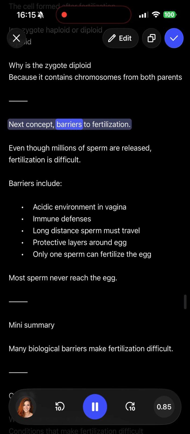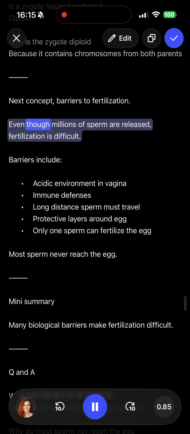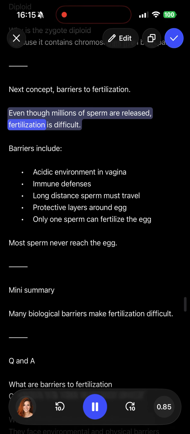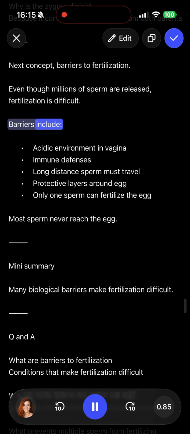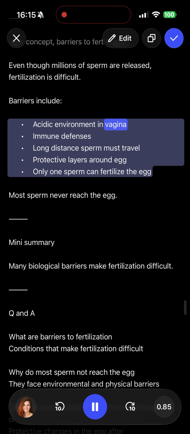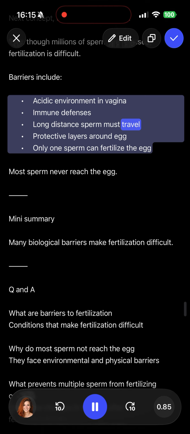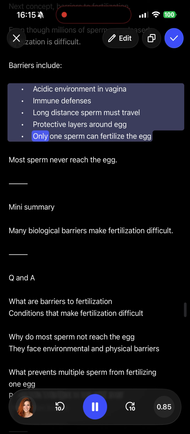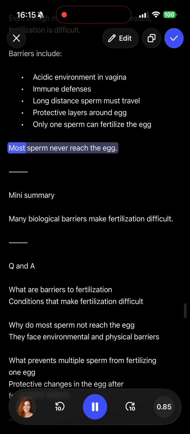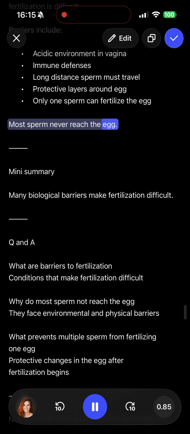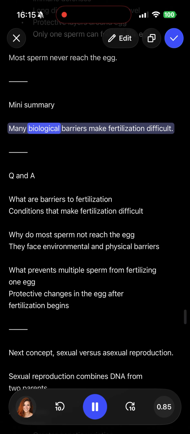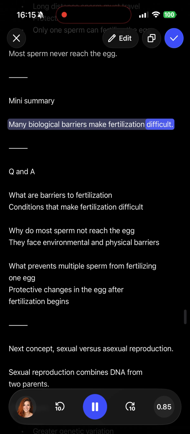Next concept, barriers to fertilization. Even though millions of sperm are released, fertilization is difficult. Barriers include the acidic environment in the vagina, immune defenses, the long distance sperm must travel, and protective layers around the egg. Only one sperm can fertilize the egg. Most sperm never reach the egg. Mini summary. Many biological barriers make fertilization difficult.